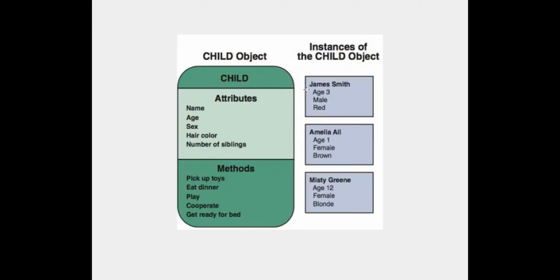Right. Let's move to the next one. Another example, we have a child object. We have attributes, the methods, and then we have some values.